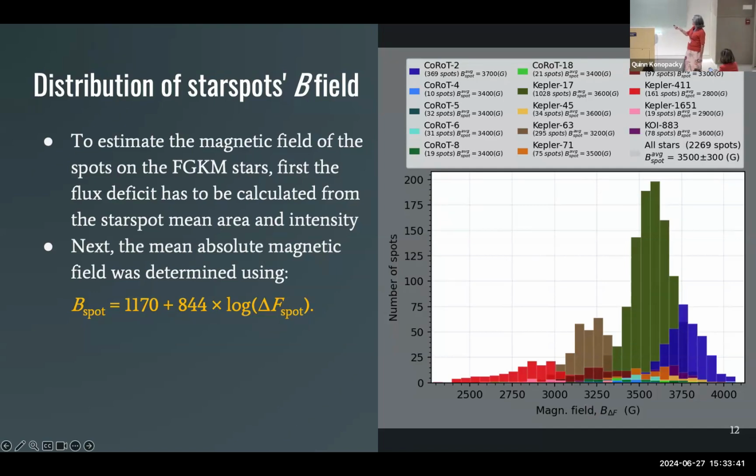Of course, each star has a different distribution, but basically the takeaway is that the star spot magnetic fields obtained with this very simple method range from 2,500 to 4,000 gauss. Of course, here we're only looking at the strongest spots or active regions on the surface of the stars. We don't have the sensitivity to map very small spots, probably just the bigger ones. And these are not different from what we get from sunspots.